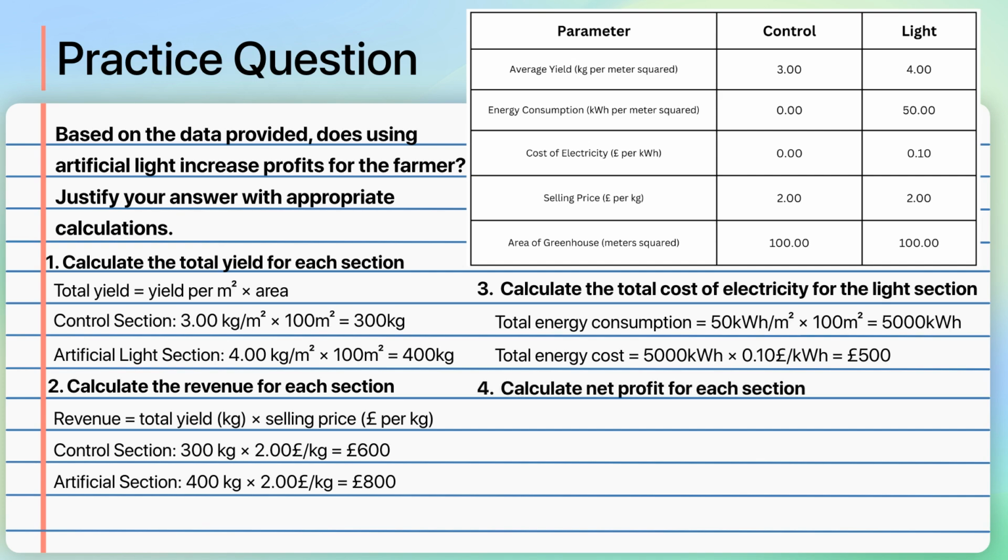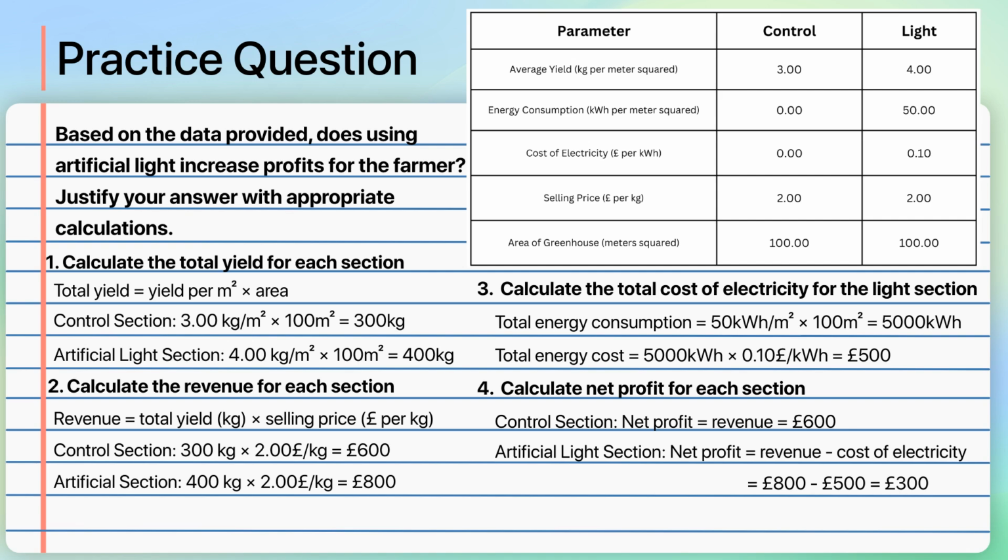Finally, we need to use our calculations to determine the net profit for each section. For the control section, there are no costs associated with the yield of crops. Therefore, the net profit that is made is the same as the total revenue, giving us £600. However, for the artificial light section, there are costs involved as calculated in part 3. For this section, the net profit is calculated by the revenue minus the cost of electricity. The revenue, as calculated in section 2, was £800. The costs were £500. Therefore, by subtracting the costs from the revenue, we can calculate that the total profit for the artificial light section was £300.